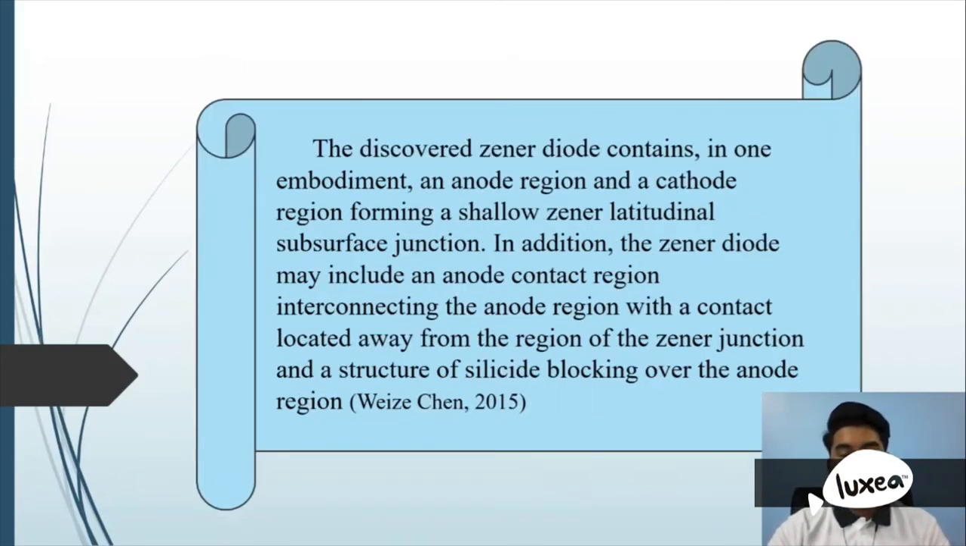For the second statement, the Zener diode contains, in one embodiment, an anode region and a cathode region forming a shallow latitudinal subsurface junction. In addition, the Zener diode may include an anode contact region interconnecting the anode region with a contact located away from the region of the Zener junction, and a structure of silicate blocking over the anode region. This statement is according to Wei Chen, 2015. So we will continue.